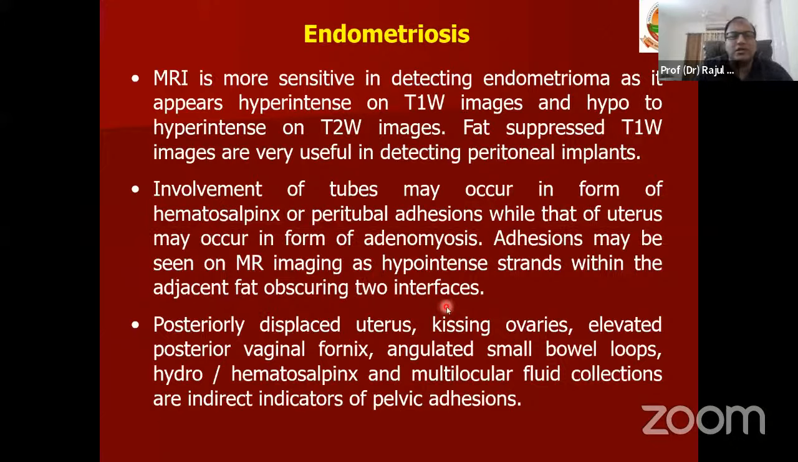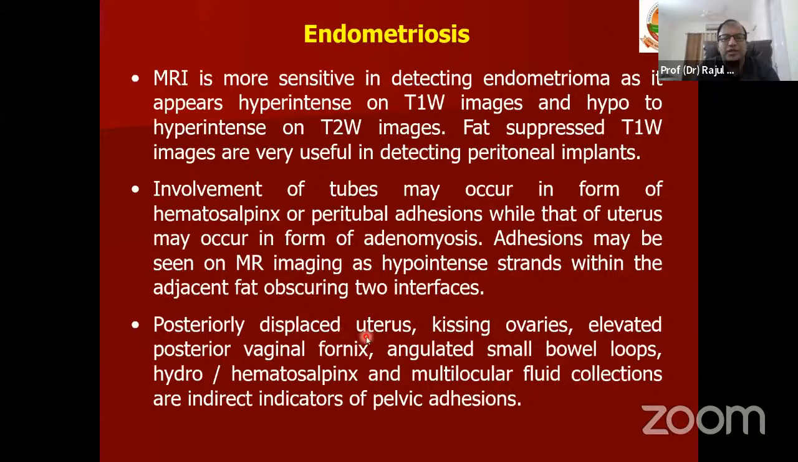We all know that MRI is very good at showing the interfaces because of the presence of the intervening fat between the uterus and the rectum, uterus and the urinary bladder. But when these fat planes are lost and there are hypointense bands in between the two interfaces, or they are ill defined, we can say that it is the invasive type of endometriosis.